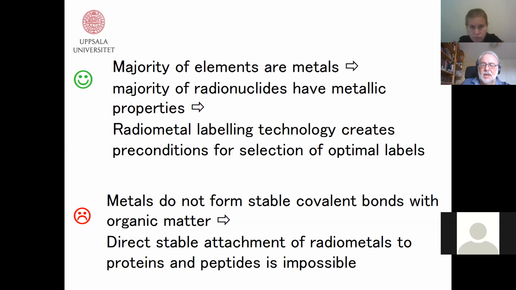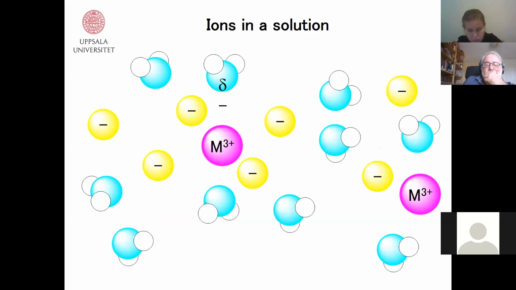One can, of course, use thallium or tin compounds, but they are very unstable. Actually, metals are used very often as a leaving group. So we need to find a substitution for direct covalent attachment of radiometals to organic molecules. To get an understanding of such a process, we need to consider the status of metal ions in solution.